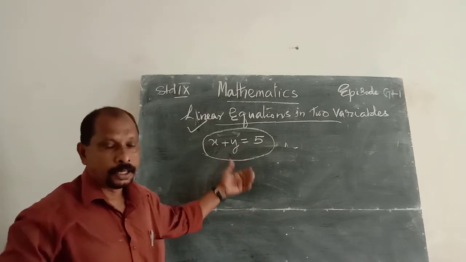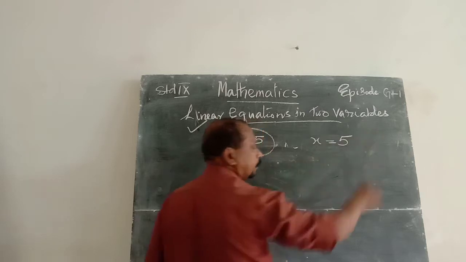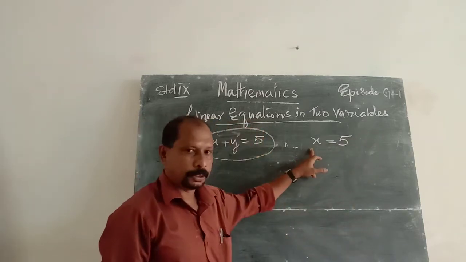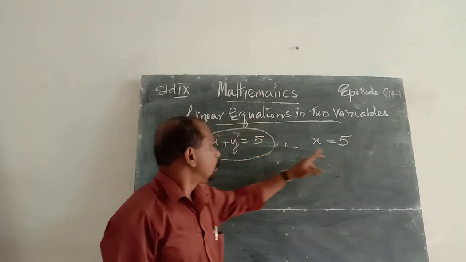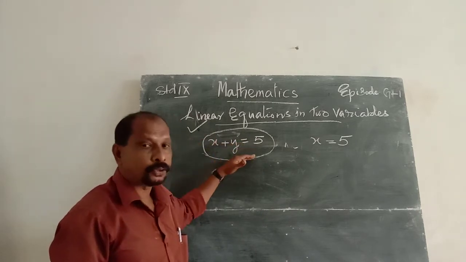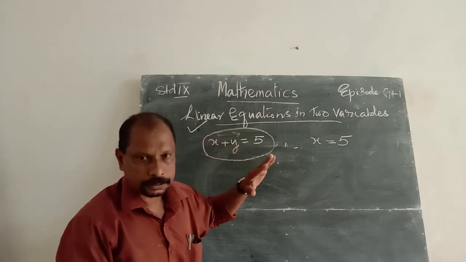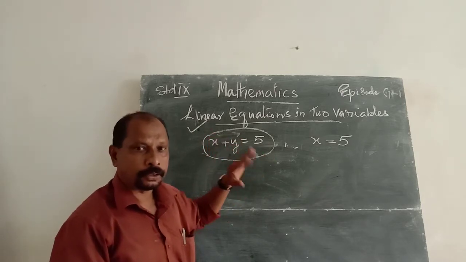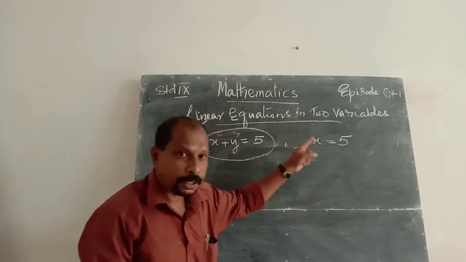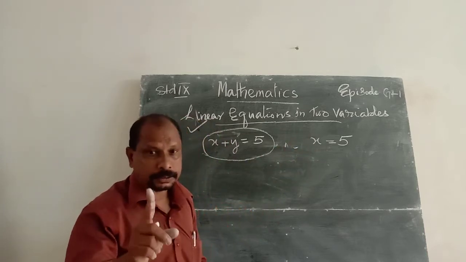Simple equation means x is equal to 5. That is a simple equation. Only one variable. But in this case, there are several values of that variable. Then what is a variable? A variable means which varies. A constant means which does not vary. There is only one variable, that is a simple equation. The power is 1, that is possible here.